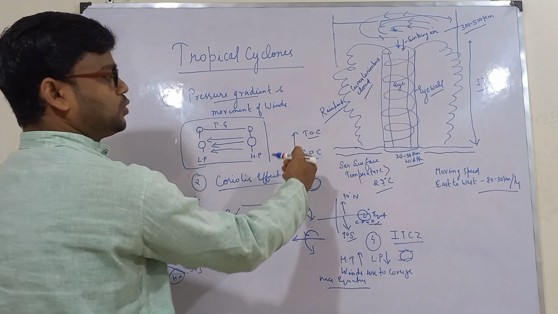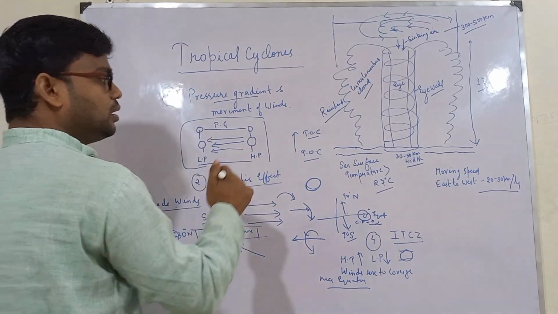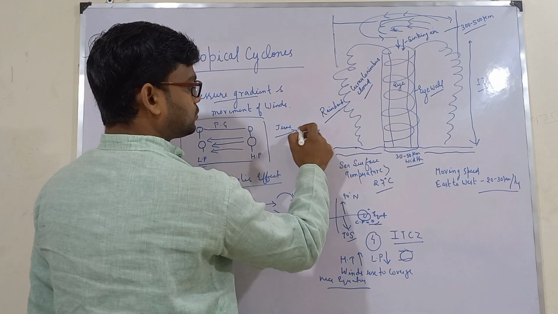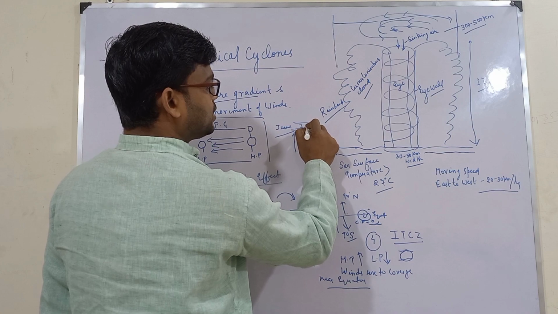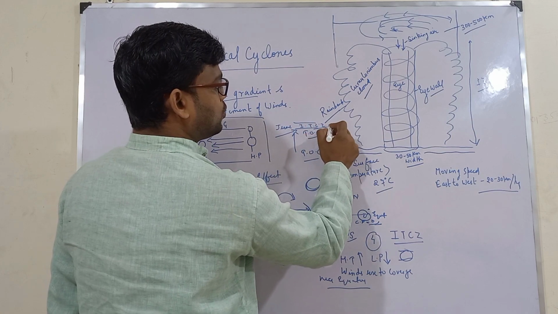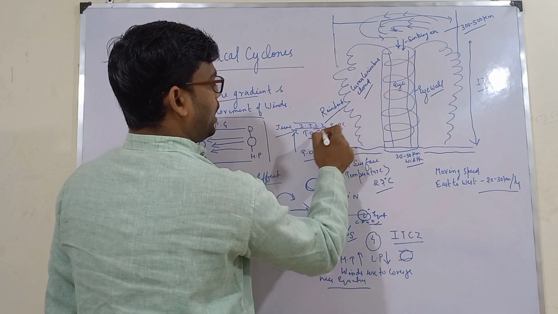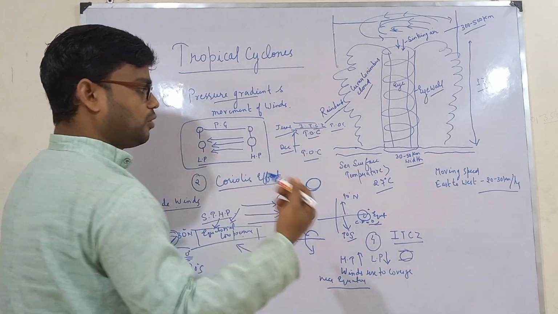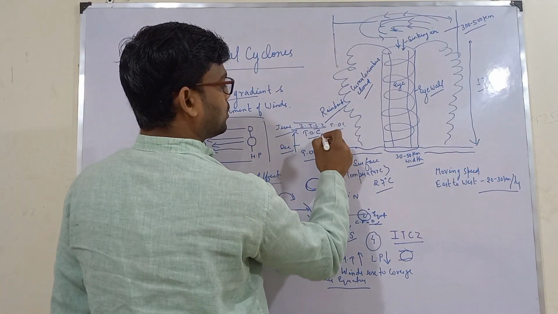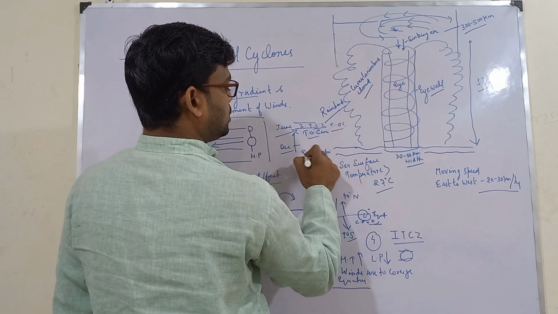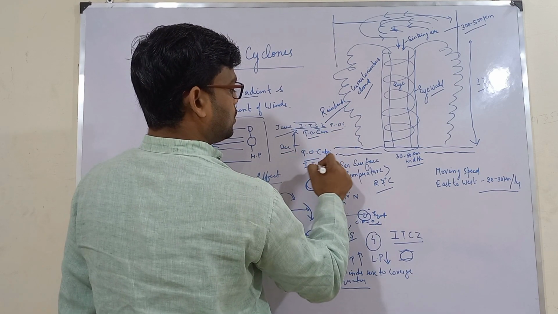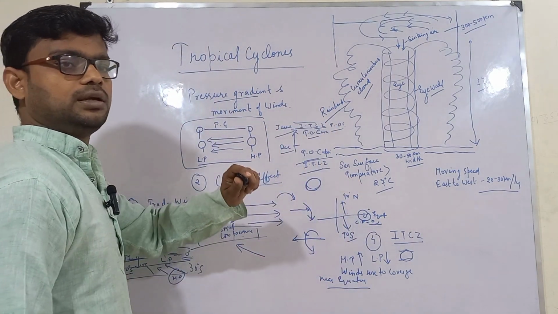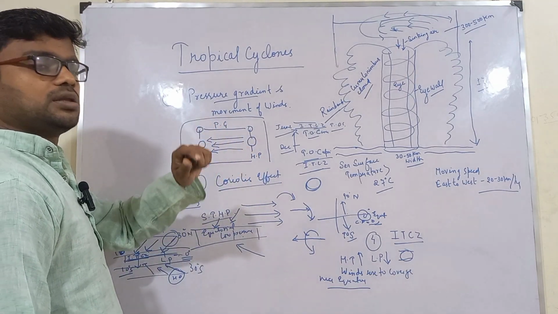Why does it shift? It shifts because of the apparent movement of the sun. During the month of June, when the sun is directly overhead the Tropic of Cancer, this ITCZ area lies over the Tropic of Cancer. And during the month of December, when the sun is directly overhead the Tropic of Capricorn, then this ITCZ zone lies over the Tropic of Capricorn, or near the 23 degree to 30 degree north and south latitudes.